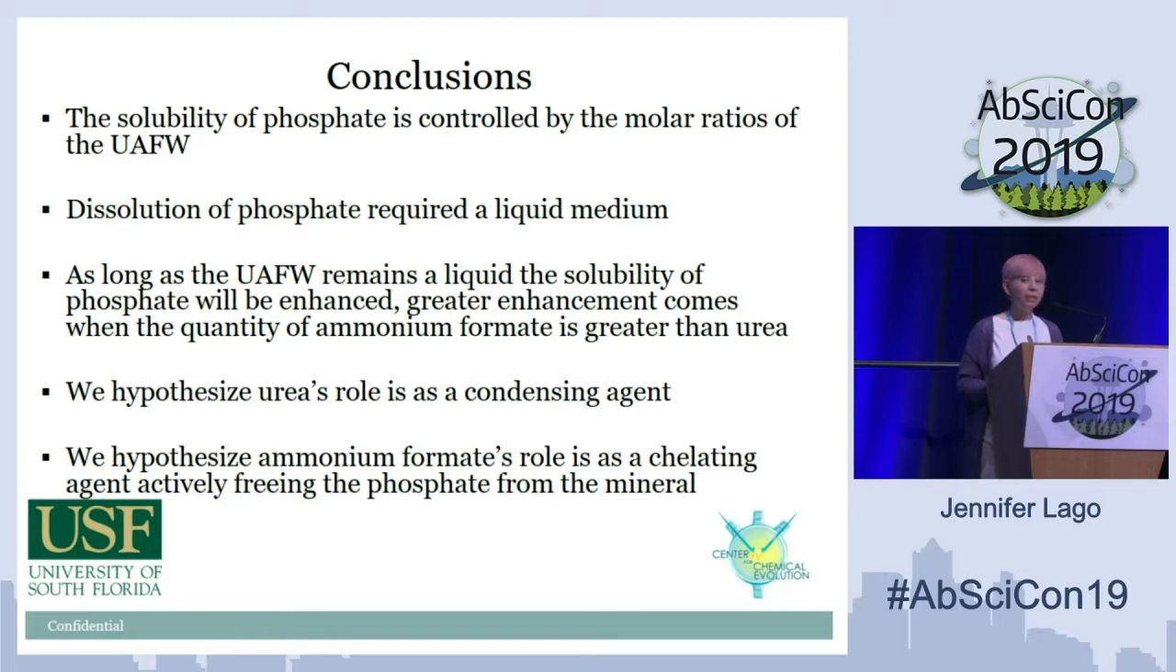We're hypothesizing that urea's role within this system is as a condensing agent, that it doesn't do anything for the solubilizing or freeing of the phosphate, but that it is helping to drive off the water within the system and make a eutectic, and that the ammonium formate is the chelating agent that is taking the phosphate out of the calcium phosphate mineral.